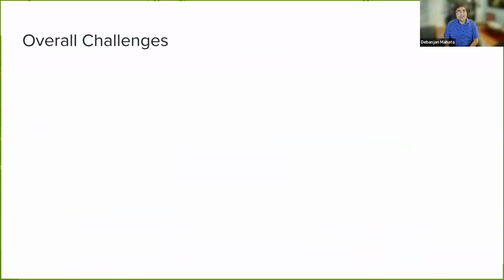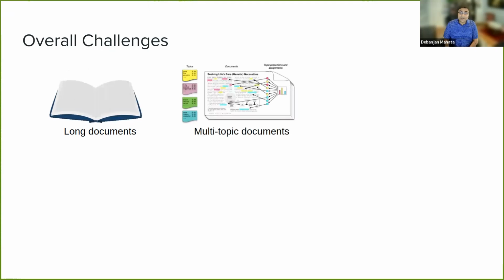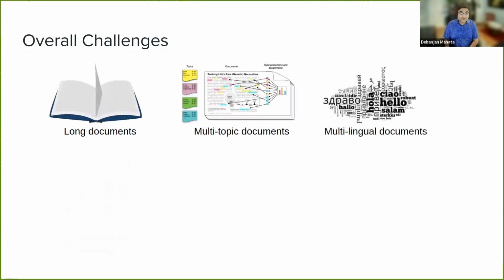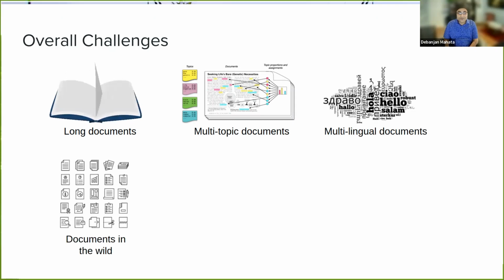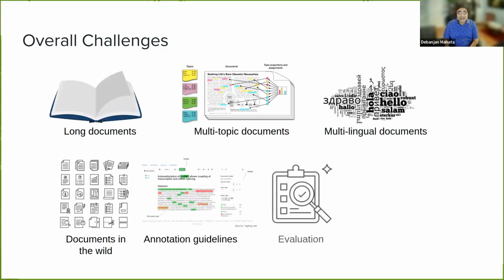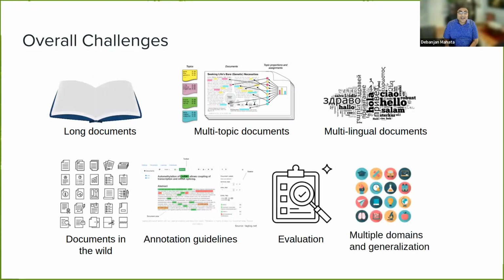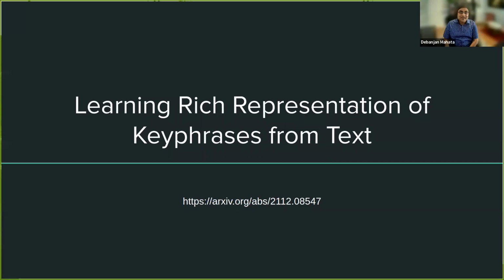But then the overall challenges that you see in this area are that in real life you often experience long documents. There are multiple topics covered in the documents. There are multilingual documents. Documents are coming from different sources. There are hardly any annotation guidelines. There are evaluation challenges, and there are multiple domains. So it's very hard to generalize. These are more or less the overall challenges, and I really encourage you to think about solving some of them. Now, given that we have the necessary background, let's dive into learning rich representations of key phrases from text.